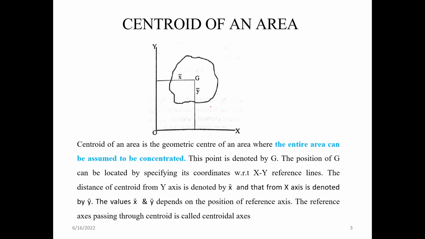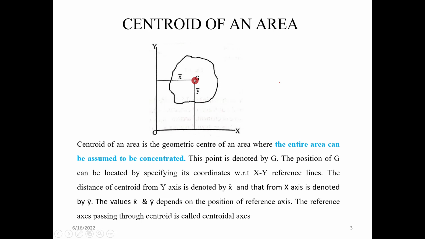So the planar areas. You can see a planar area here, an irregular one, which is placed with respect to the axes x and y. So we are focusing on the centroid of the area, and the centroid of an area is the geometric center of the area where the entire area can be assumed to be concentrated. So we are assuming the entire area is concentrated at the point G here.